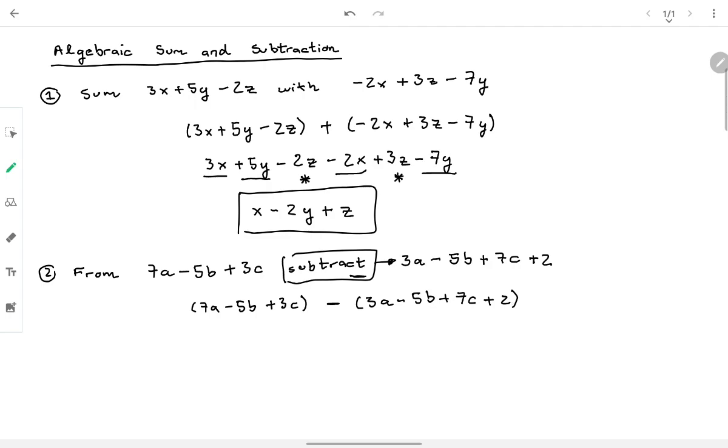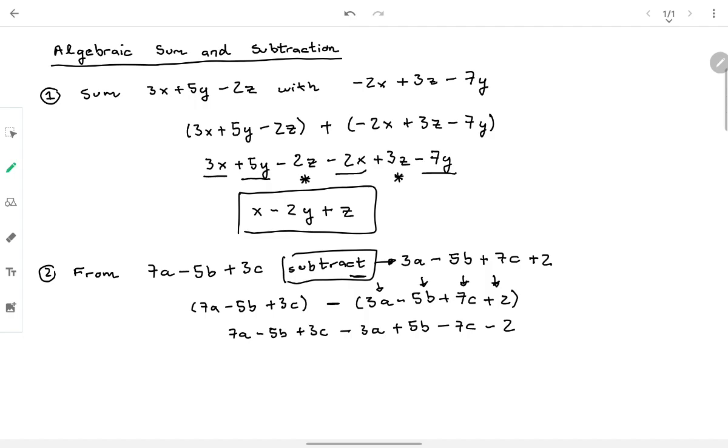And remember the note that we put on the last image. The minus sign before a parenthesis means all the terms are going to change their sign. So we can put it like this. The first parenthesis will stay the same, but the second one will change its sign. So it will be minus 3a, positive 5b, negative 7c, negative 2.